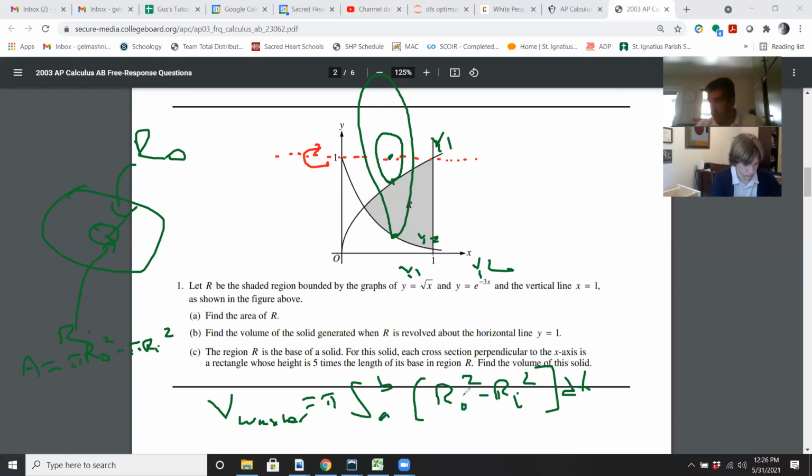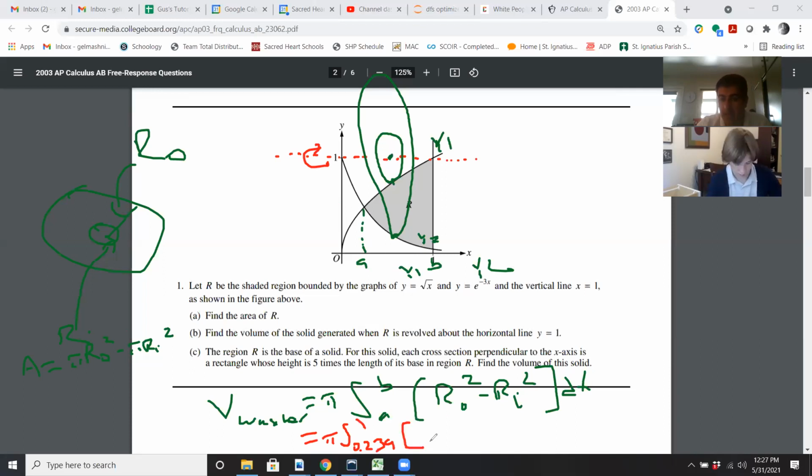The thickness of each washer is going to be super thin, and that's determined by delta x. And you're going from A to B, where A is right here, which I already stored as A in my calculator as 0.238 something, and B, of course, is 1. So I'm going to be integrating pi times, from 0.238 or 9, whatever, to 1.